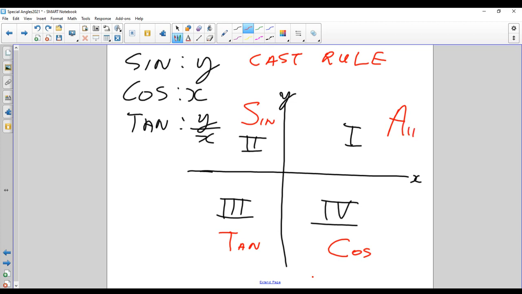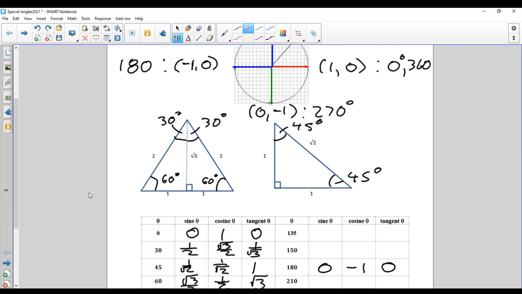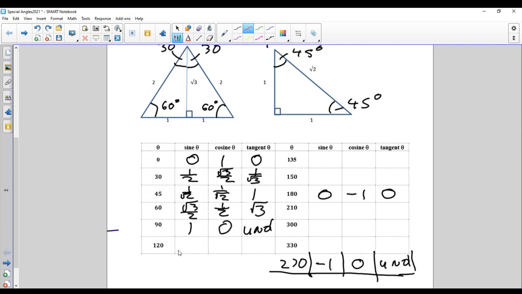So all, A for all. Let's see how this helps us out now. I'm going to go back to my little circle here that I had, and I'm going to start looking up angles. Go back to the chart down here for a second. I'm going to start looking up angles that are bigger than 90 degrees.